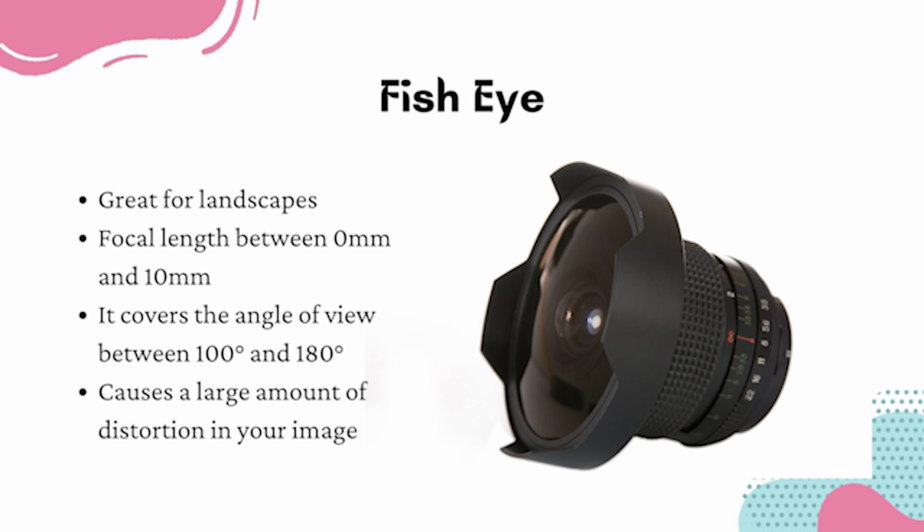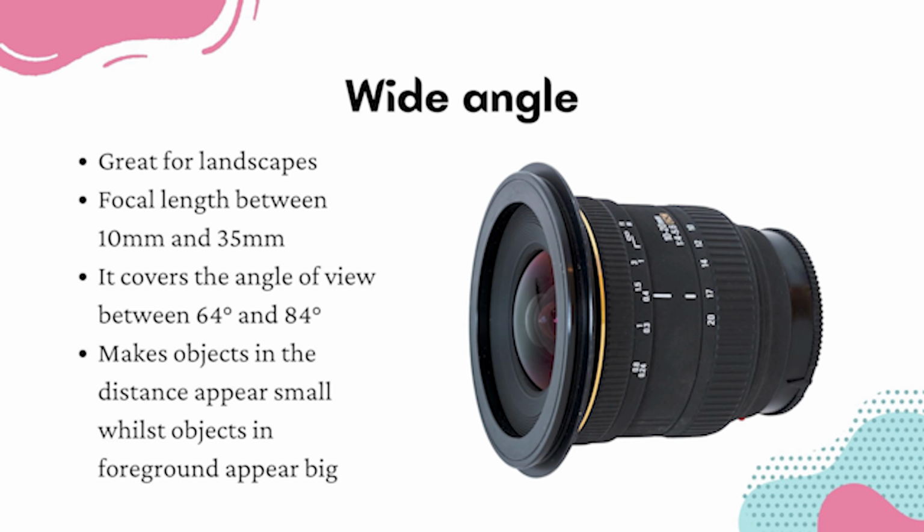A fisheye lens has an extremely short focal length between 0mm and 10mm and can capture a full 180-degree field of view. A wide-angle lens between 10mm and 35mm is great for landscapes, cityscapes and interiors.